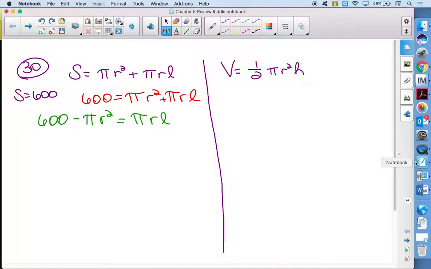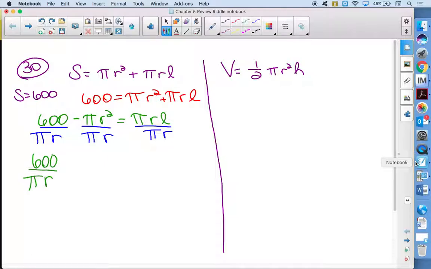And then to get L by itself, you would divide the whole left side by pi r. Right, so we're going to divide by pi r, and everything gets divided by pi r. Thinking of each piece individually, the 600 is divided by pi r, and the pi r squared is also divided by pi r. Like solving for y equals mx plus b, each piece has to be divided so that you can try to reduce them. 600 over pi r squared cannot change.